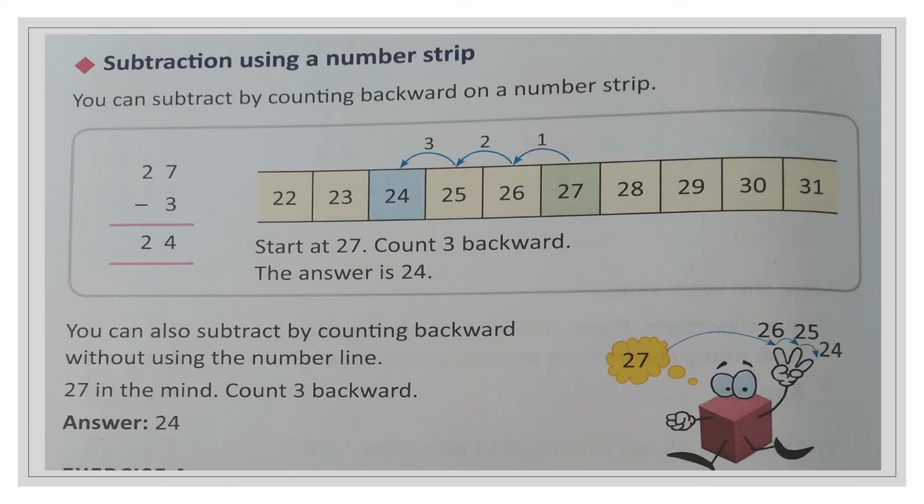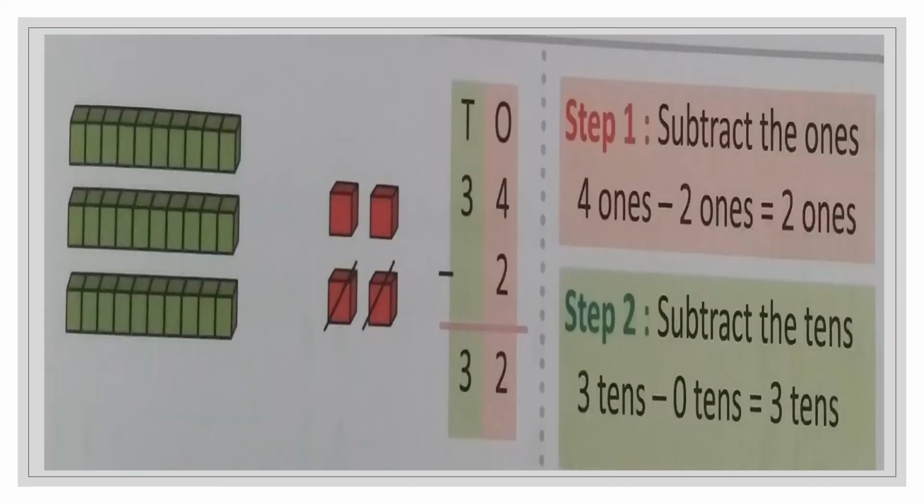You can also subtract by counting backward without using a number strip. Keep the bigger number in your mind, that is 27, and count 3 backward. By counting backward, we get 26, 25, 24. Either of the ways, we can solve the sum by counting backward. Let us move forward. We can do this by vertical formation. Here we have an example, 34 minus 2.